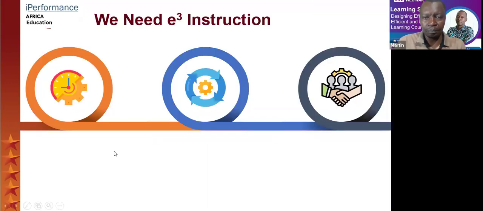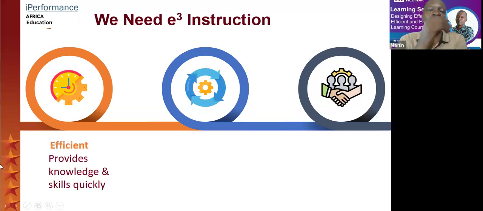Now, Dr. Merrill and the EQ is effective, efficient, and engaging. So Dr. Merrill comes up with this, that the learning program is efficient if it provides knowledge and skills quickly. You don't want someone to take a whole day to learn what they could have learned in an hour. That's not the best use of time.